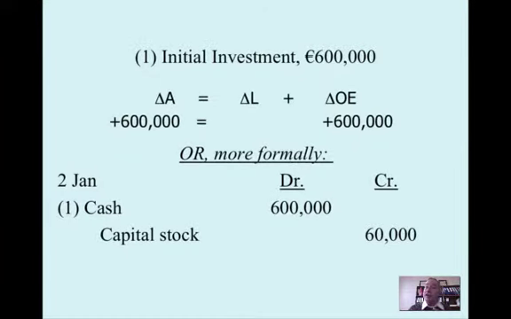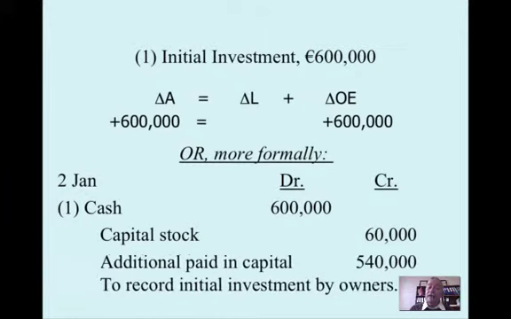And that tells a reader, people put in at least $60,000 because that's the par value, the minimum amount that those shares could be sold for. And indeed, they put in another $540,000 of additional capital. Sometimes we call it additional paid-in capital.